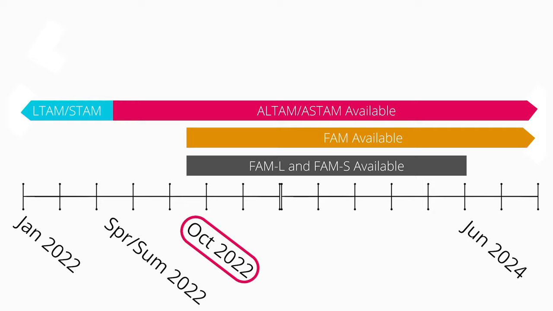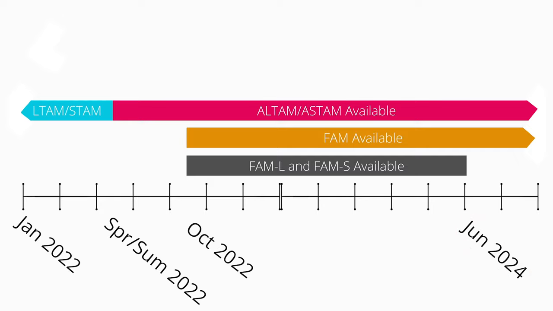Now, it's important to note here that, as you can see on the screen, the FAM-L and the FAM-S exam are only going to be available for a 2-year period. That means that if you don't get the credits you need for FAM-L or FAM-S prior to June of 2024, then you will not be able to get those half credits anymore. You will have to take the whole exam FAM.